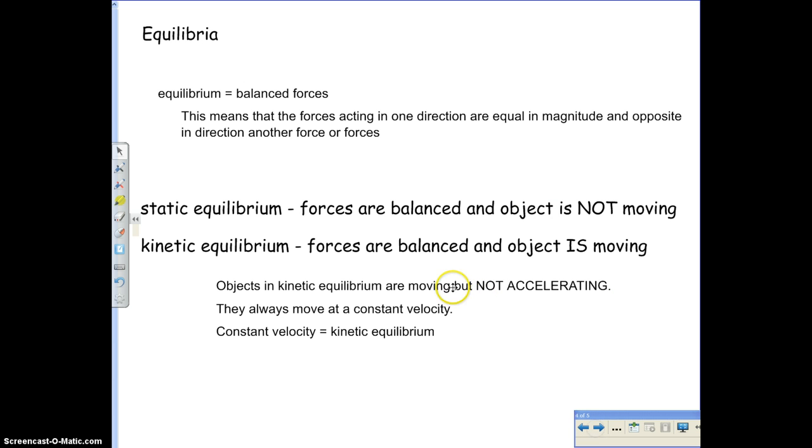All right. So again, the whole point here was to determine whether or not we're in equilibrium, whether or not we have balanced forces. And there's actually 2 types of equilibrium, static equilibrium and kinetic equilibrium.